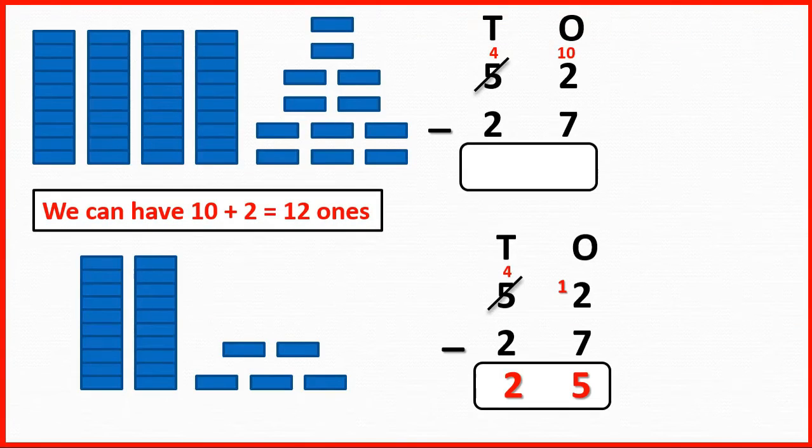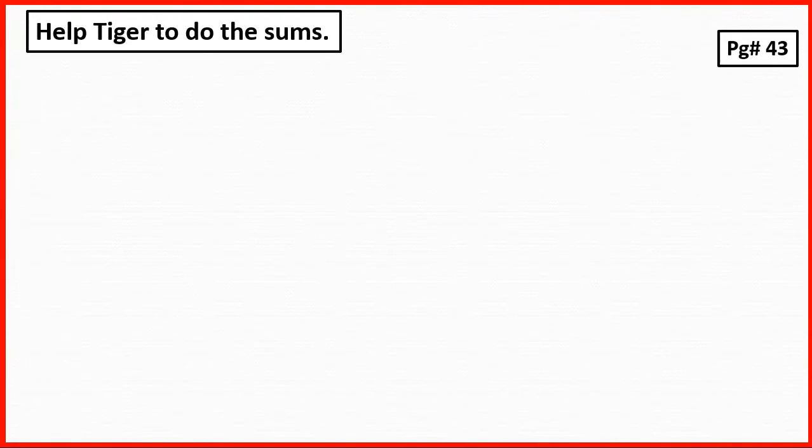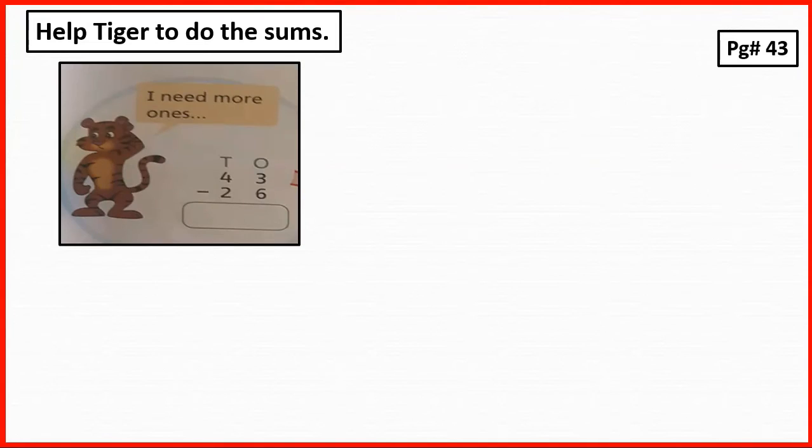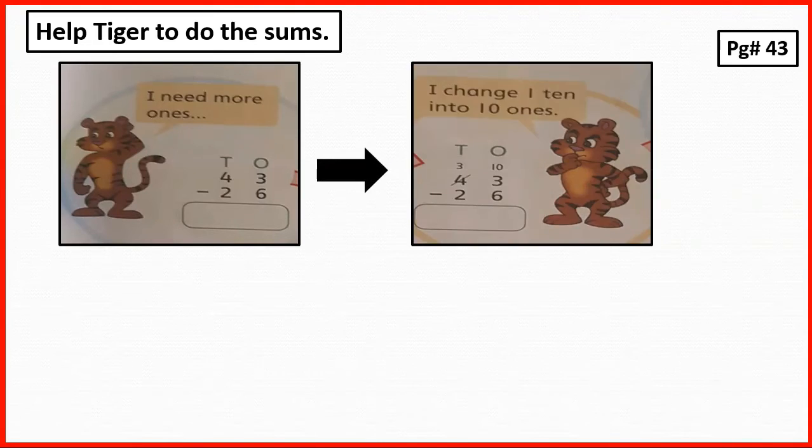Now I'm going to do page number 43, question number 3. Help Tiger to do the sum. Hello, I am Tiger. I need more ones to subtract 6 from 3. So I changed 1 ten into 10 ones. Now I have 13 ones and 3 tens are left.